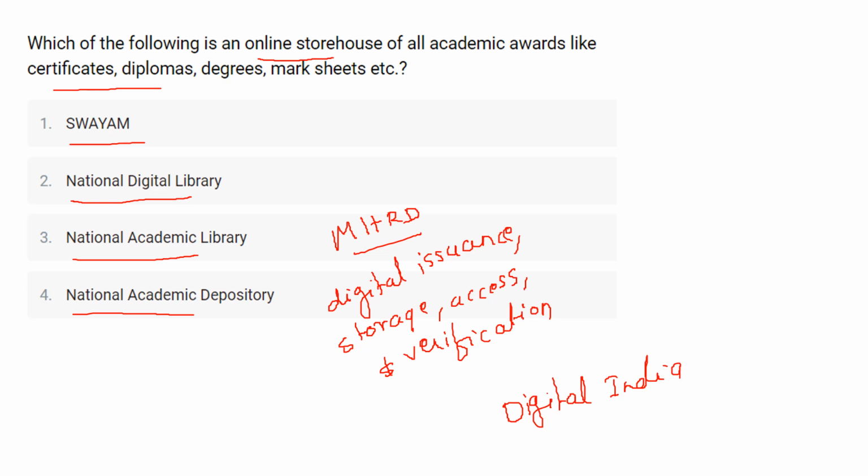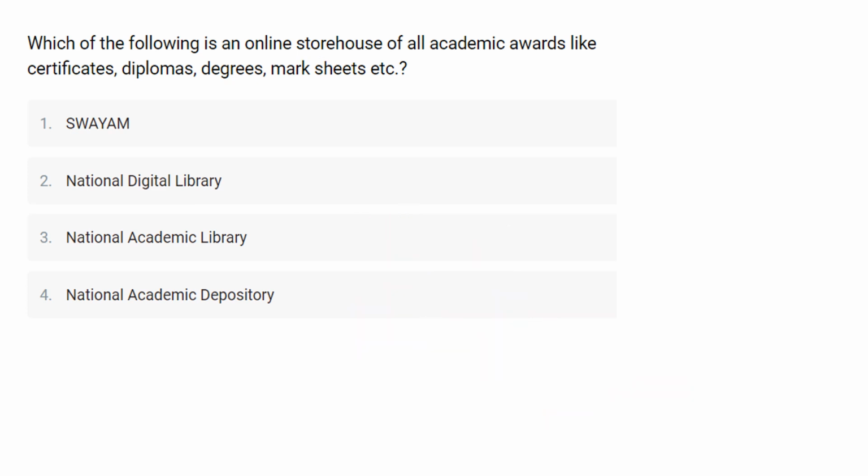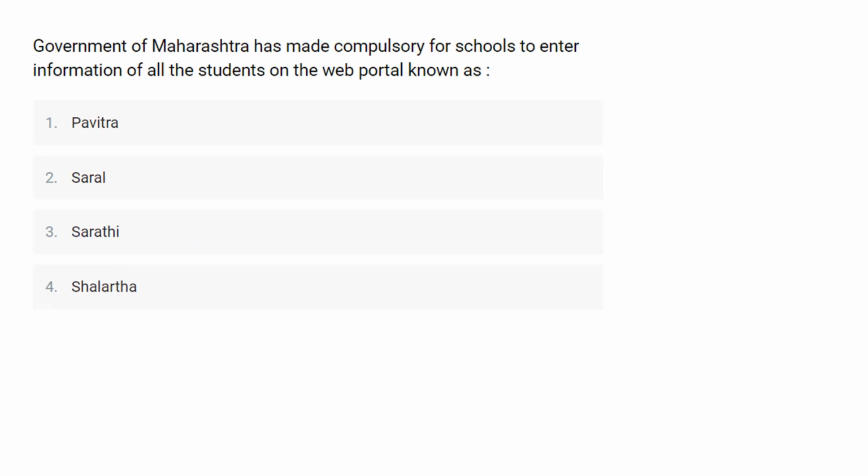Theme towards achieving the digital enablement of the educational records. Here the correct answer for this question will be option number 4, that is National Academic Depository.